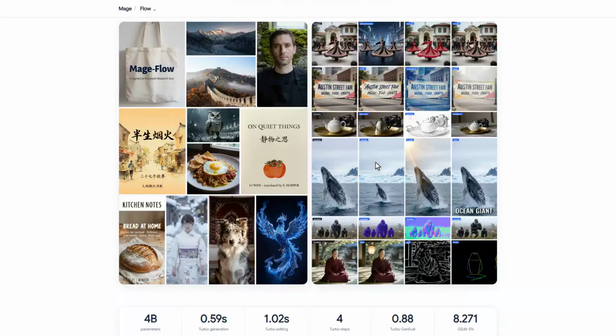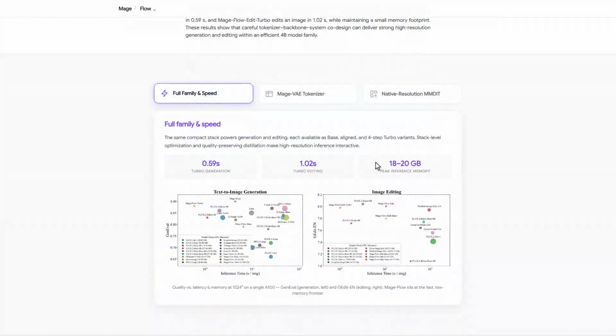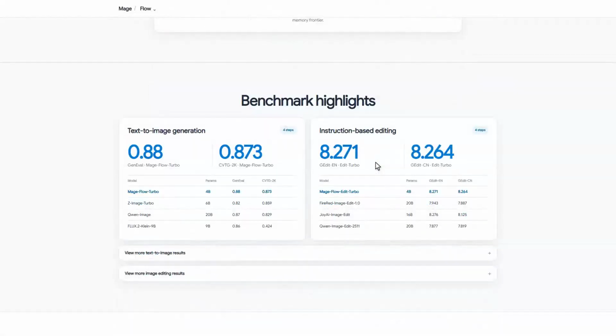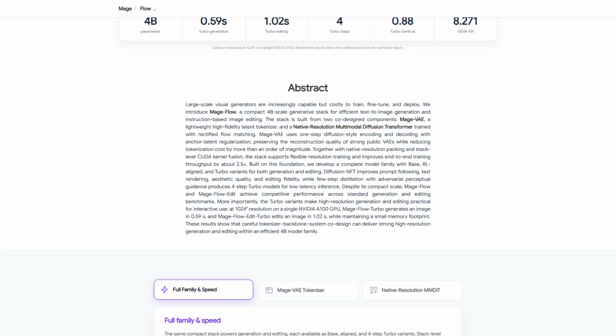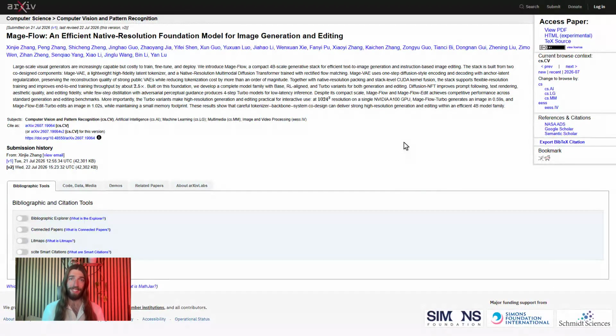Microsoft shipped a 4 billion parameter image model that generates a 1024 pixel image in 0.59 seconds. It beats a 20 billion parameter Qwen model on the benchmark. It sat under the radar for a week, 0.59 seconds on a single A100, which puts it inside the 24 gig 4090 half of my audience already owns.